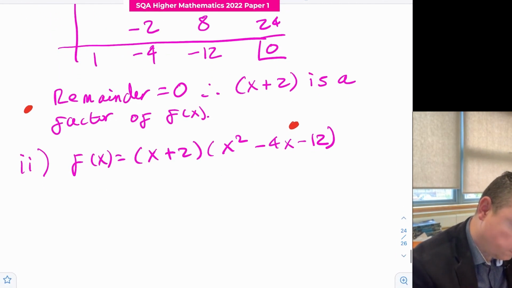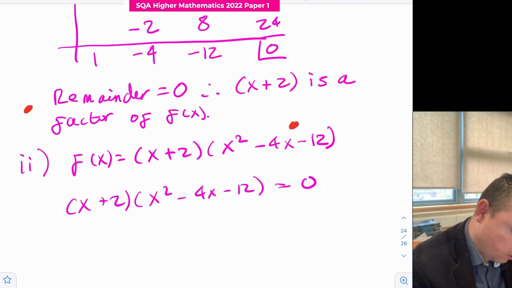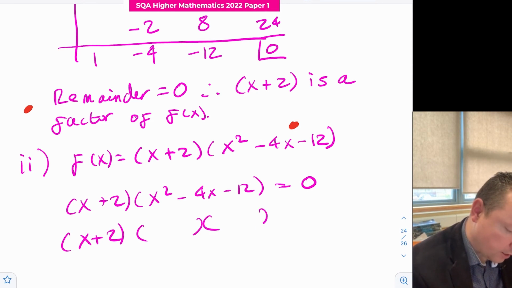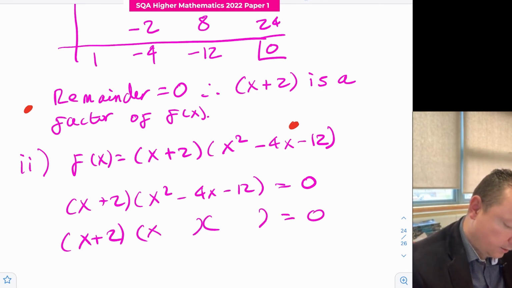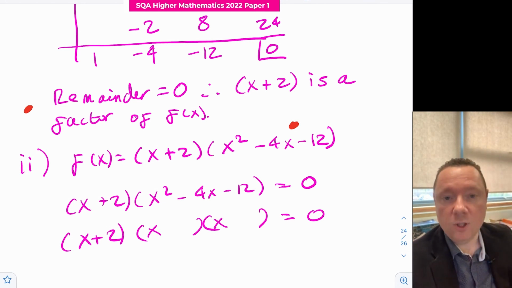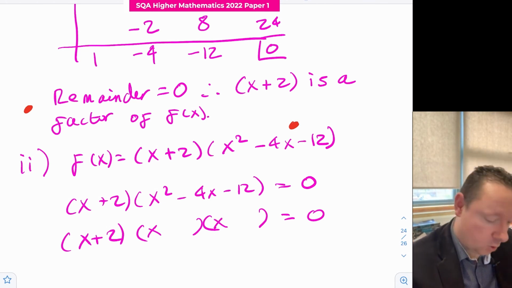Then we need to solve it, so we make it equal to 0. So we've got x plus 2, x squared minus 4x minus 12 equals 0. That's just staying where it is because we've already done that, but we need to factorise our quadratic. So we've got x and x. Two numbers that multiply to make 12, but add or take away to make 4, must be 6 and 2.